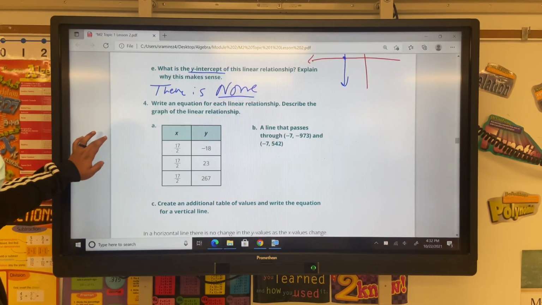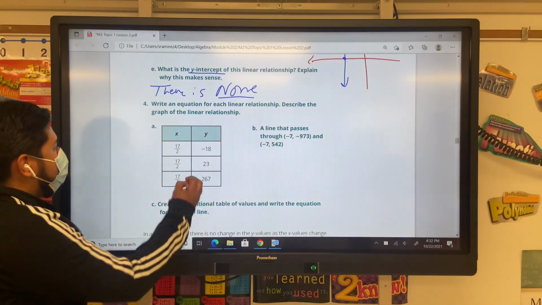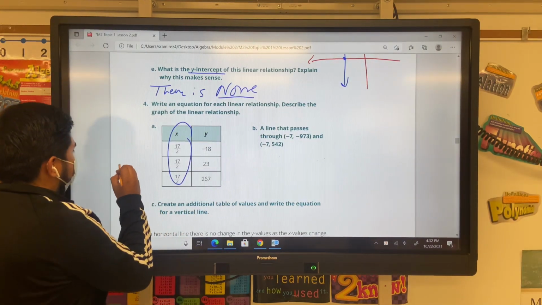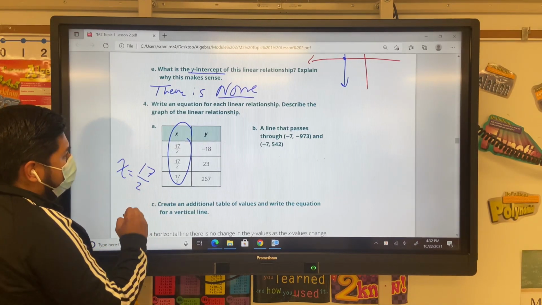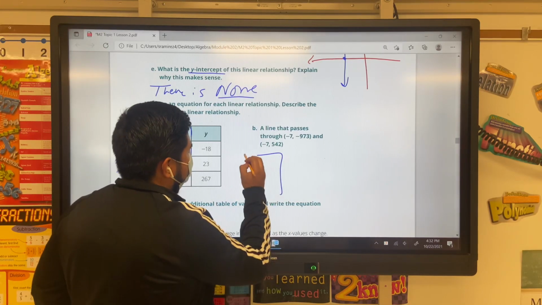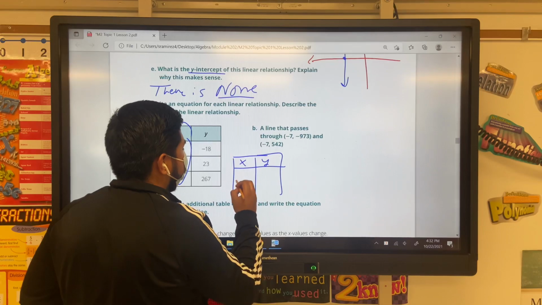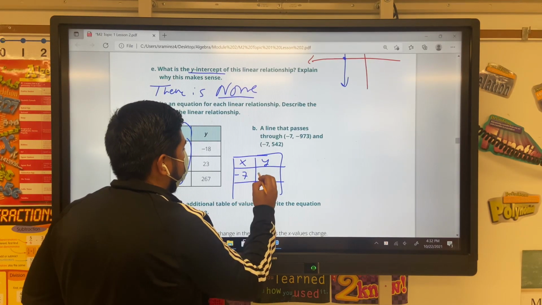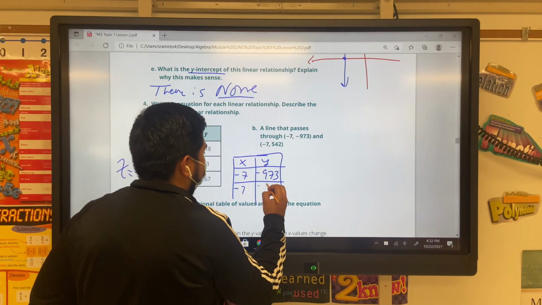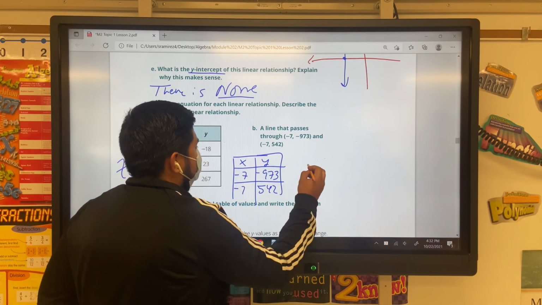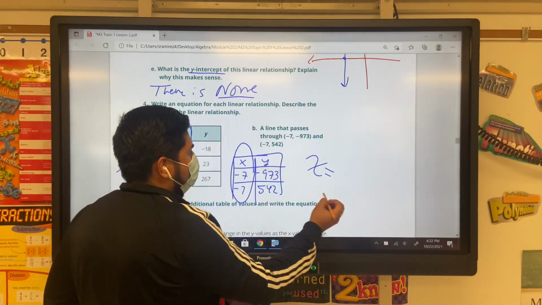Okay. We should be able to do this. We see that the x's are repeating. Just tell me x equals 17/2. Make the table right here. X, y, -7, -973, -7, 5, 4, 2. What is my equation? X equals -7.